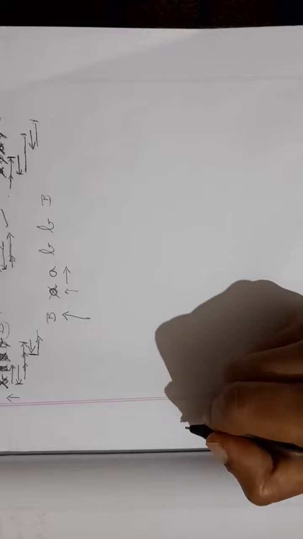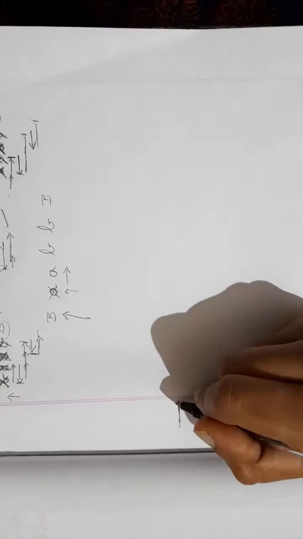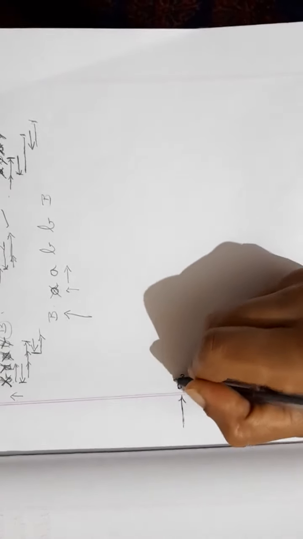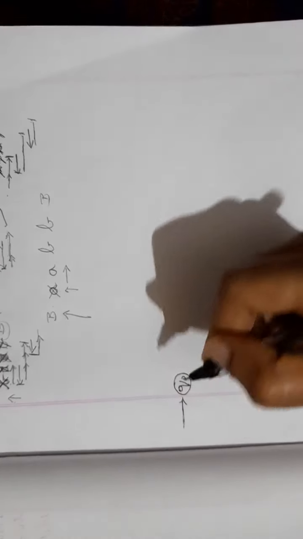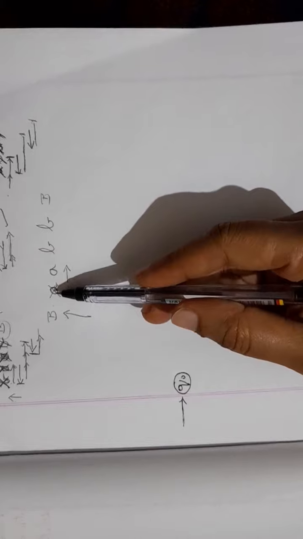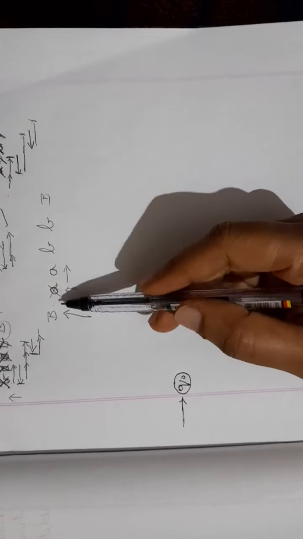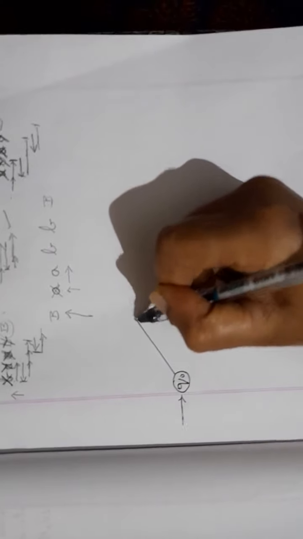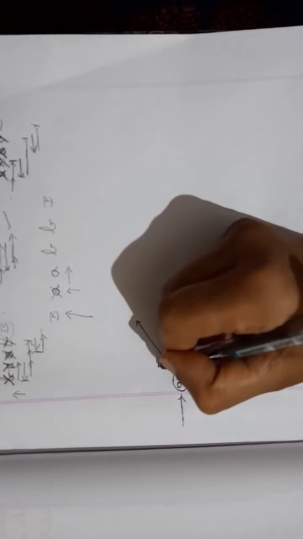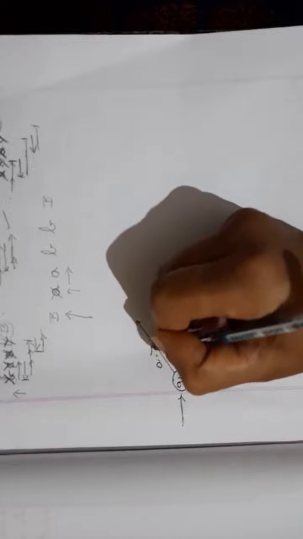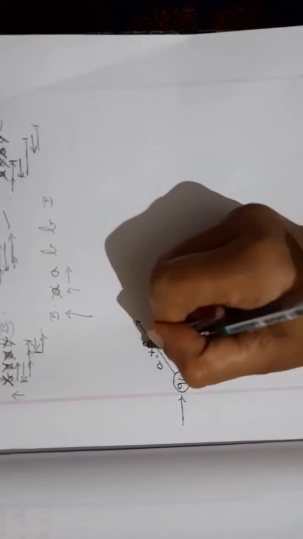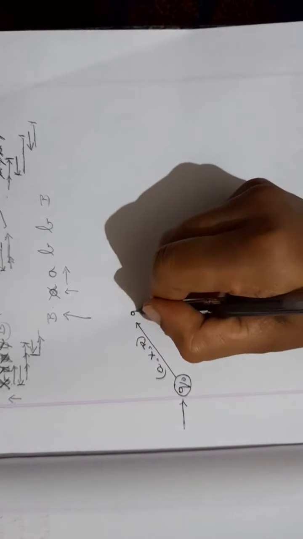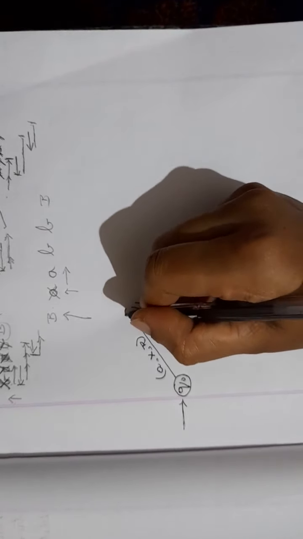So I'll start here. I'll take the first state Q0. What is the first thing you did? When you're reading A, change it to X and then move right. So go to next state. I'll go to state Q1.